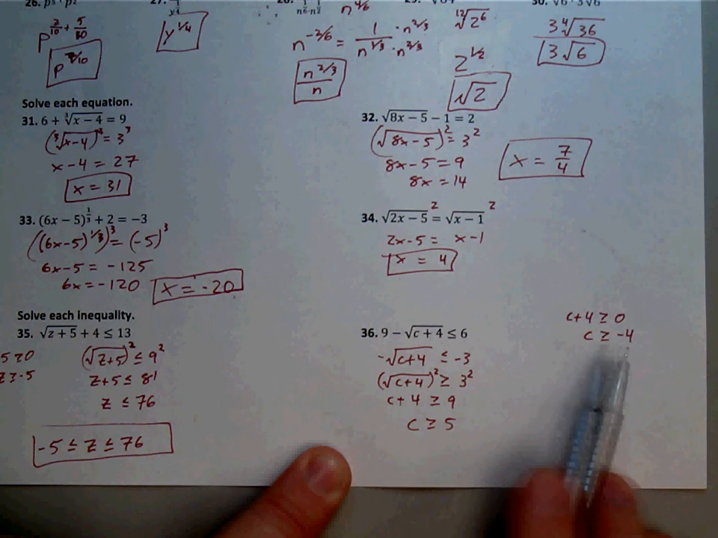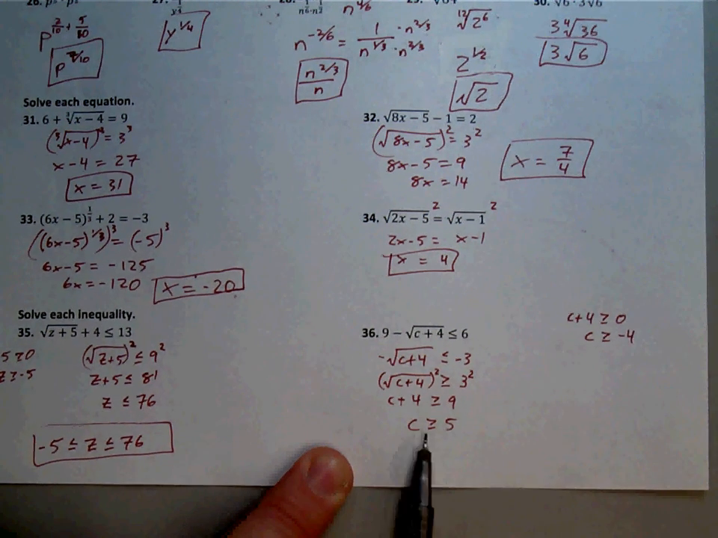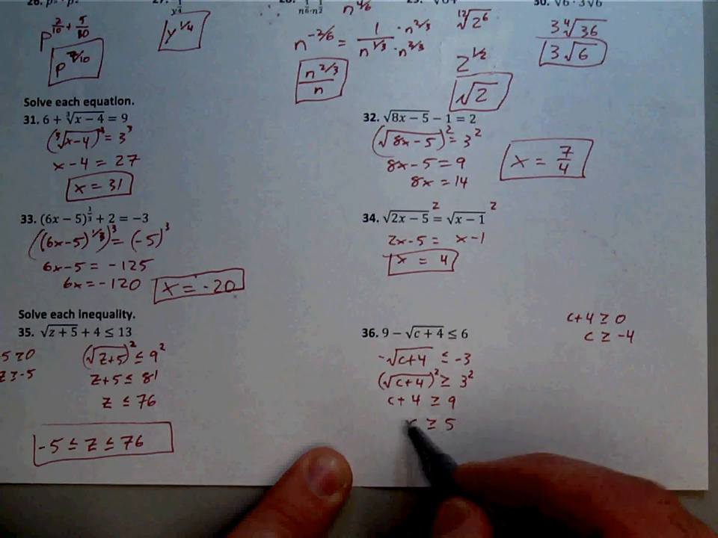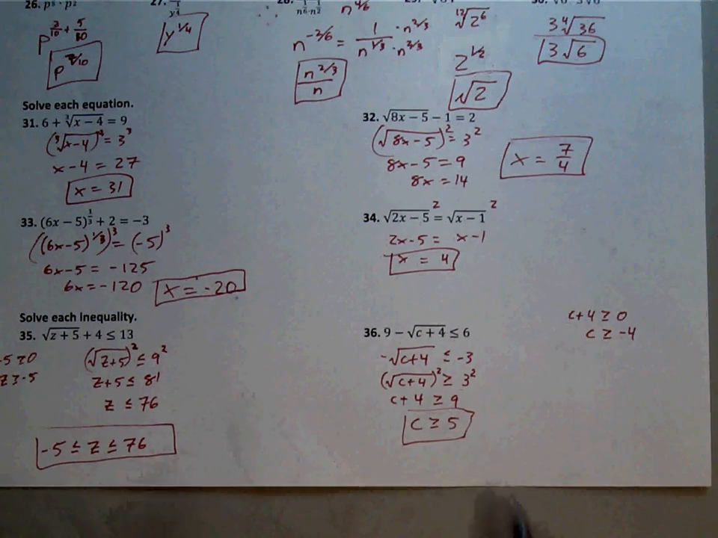We also said it has to be greater than or equal to negative 4. Well, if it's greater than or equal to 5, it has to be greater than or equal to negative 4. So I don't really have to include that piece of it. This is a sufficient answer then.